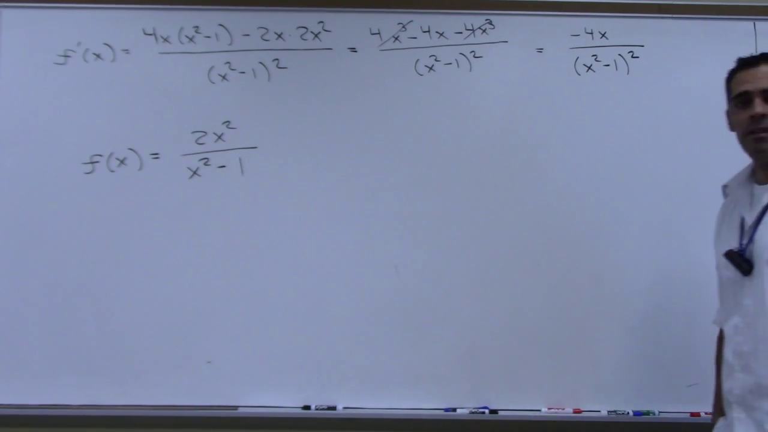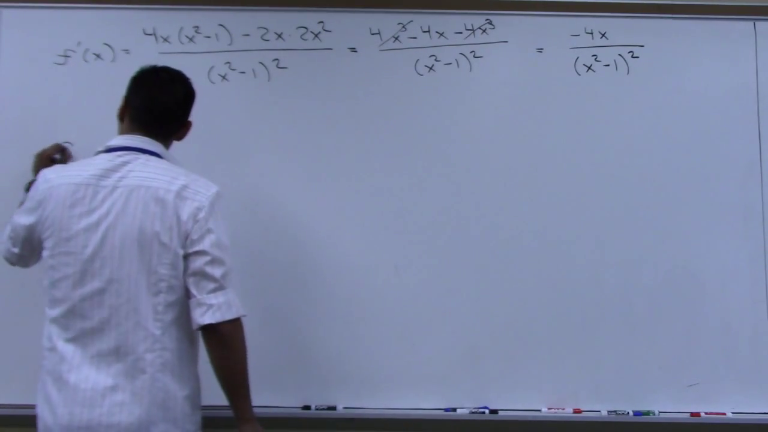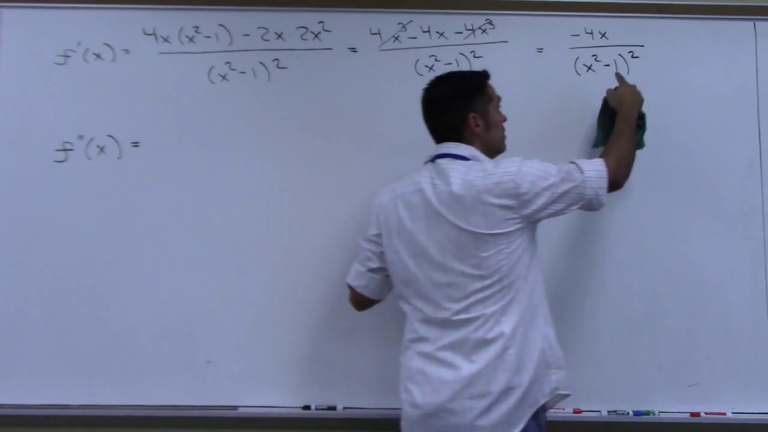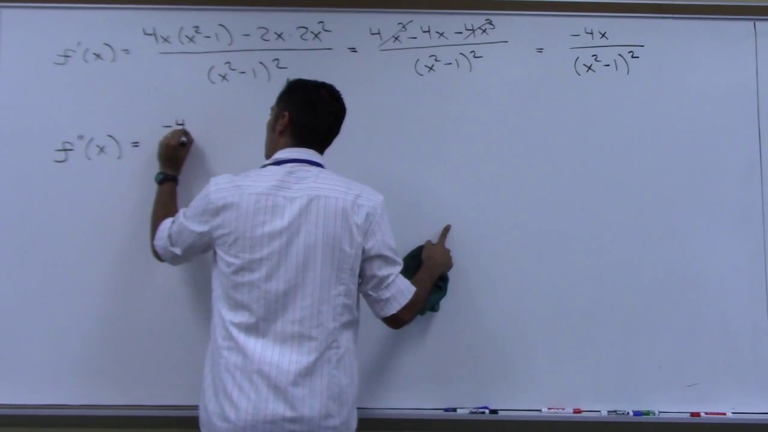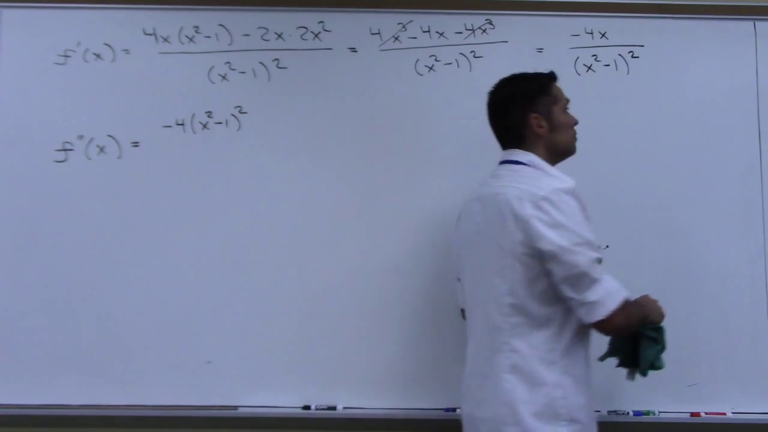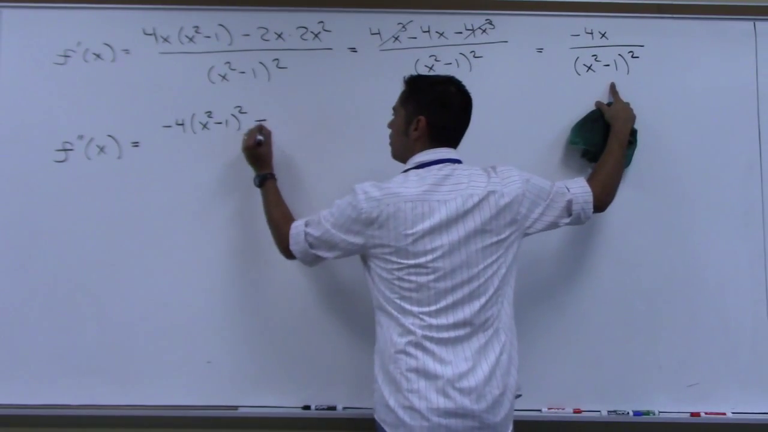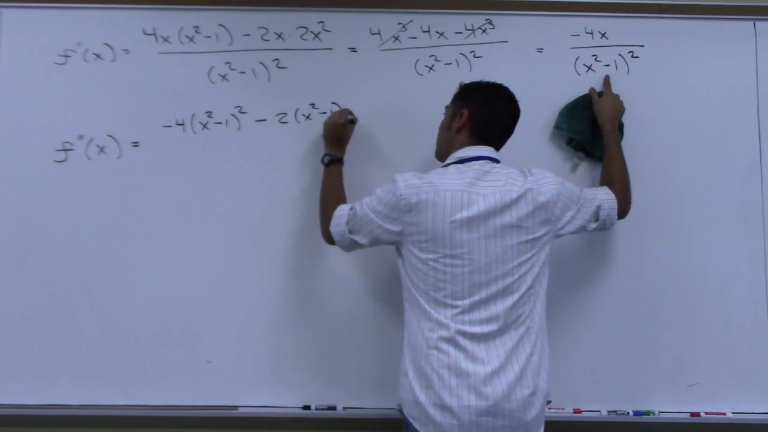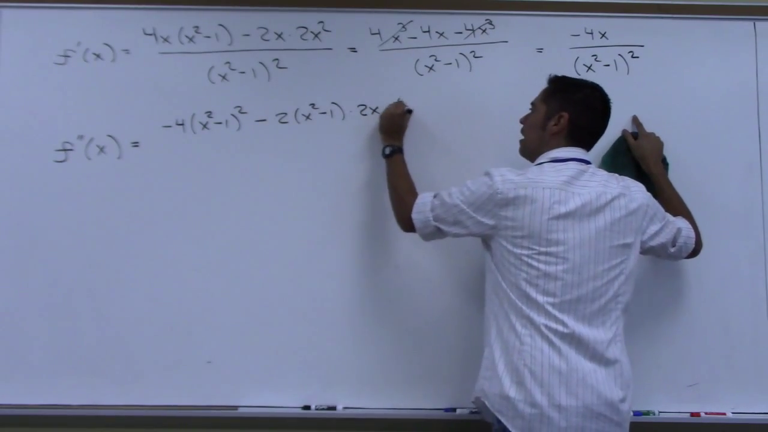All right, so there's our first derivative. Shall we get the second one while we're here? All right, second derivative. Second derivative is going to be quotient rule again. Yeah? Okay, derivative of the top, negative 4, times the bottom, x squared minus 1 squared. Minus the derivative of the bottom, which is going to require what? Chain rule. 2 times x squared minus 1 times 2x times negative 4x.